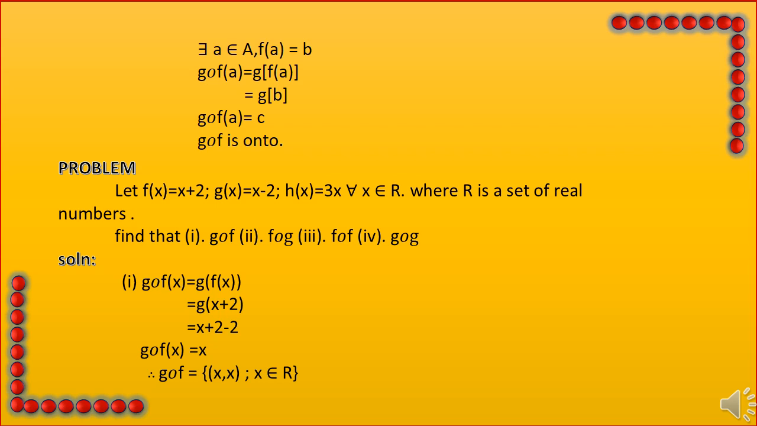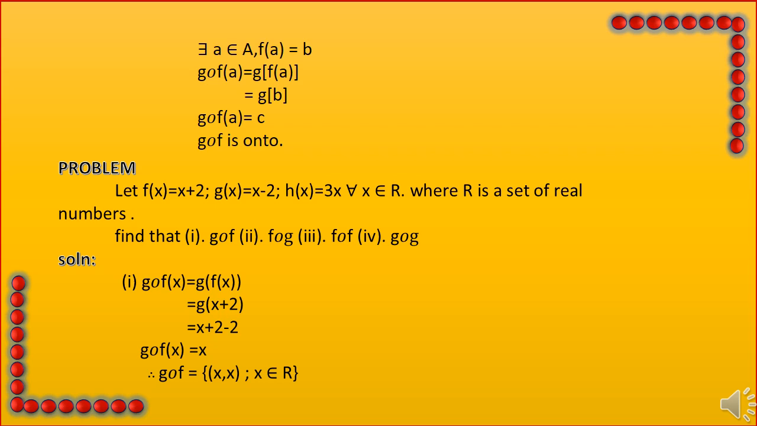It will come g of b is equal to c. Then g composition f is onto. Next, the problem. Let f of x is equal to x plus 2, g of x equal to x minus 2, h of x equal to 3x for all x belongs to capital R, where capital R is a set of real numbers. We want to find g composition f, f composition g, f composition f, g composition g.